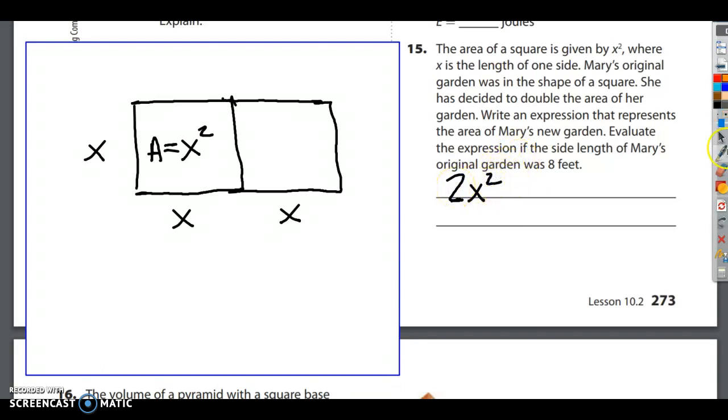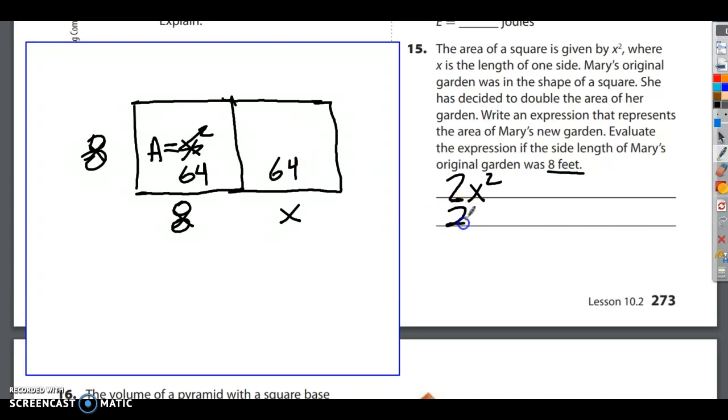Now we're going to evaluate the expression if the side length of Mary's original garden was 8 feet. So we need to solve. We're going to use this formula, 2x squared, and replace x with 8. We could do it on our picture right here. What would the area be of Mary's garden if it was 8 times 8? Well, 8 times 8 is 64. And so the area of this one would also be 64, although we're not going to call that 64 plus 64. We're going to call that 64 times 2.